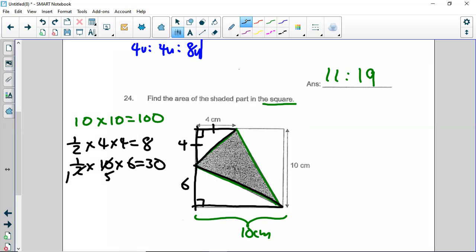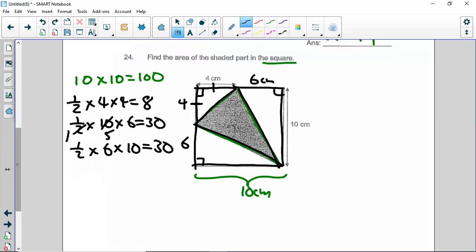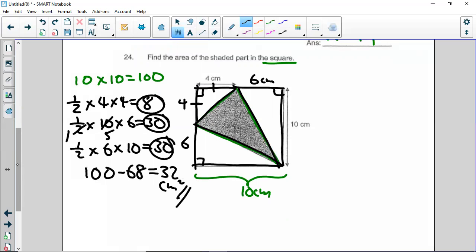Okay, and then can you see another triangle here, which is also a right angle? What's the base? The base is 6, and the height is 10. So same, half times 6 times 10, and you get 30. Now how do you find the shaded area? You add up all the unshaded. So you have 30 plus 30 plus 8, that will be 68. Then you take 100 minus 68 to give you the shaded triangle, which is 32 cm square.